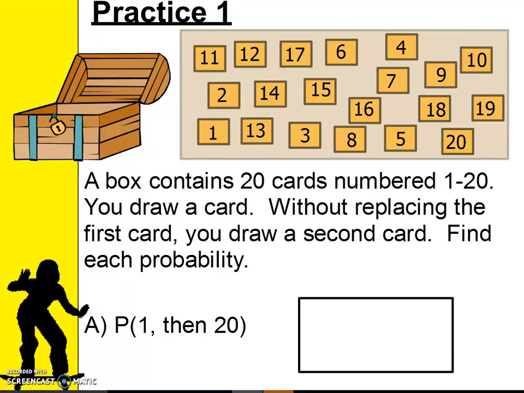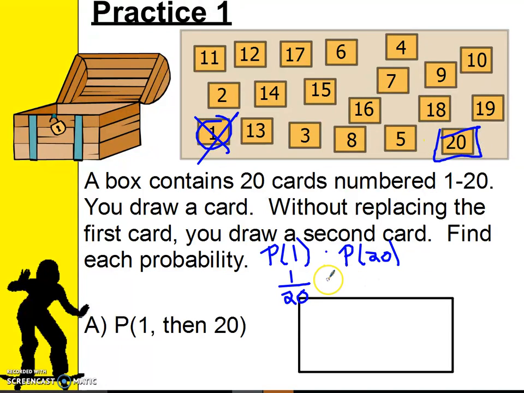It says a box contains 20 cards numbered 1 through 20. What is the probability of drawing a 1? So probability of 1. And then without replacing the card, what's the probability of drawing a 20? Okay, there's only one 1, so 1 out of 20. Okay, we don't replace it. Now there's only 1 20 out of now 19 cards.